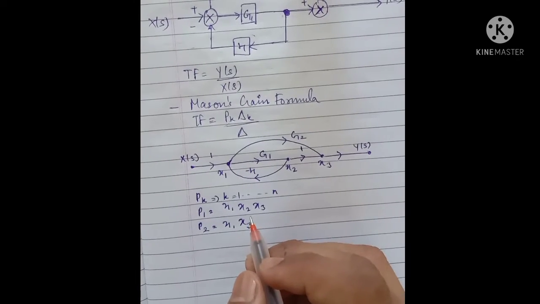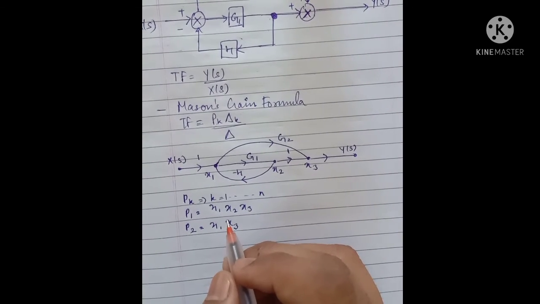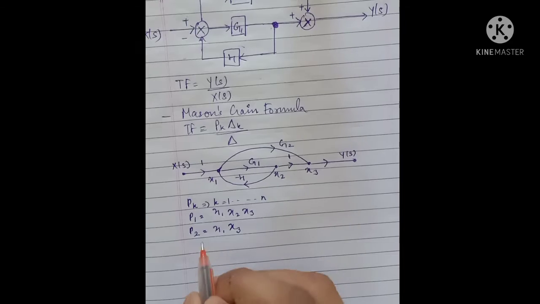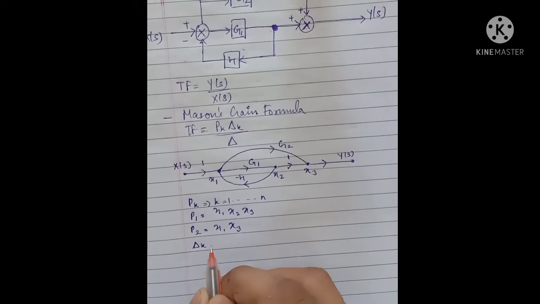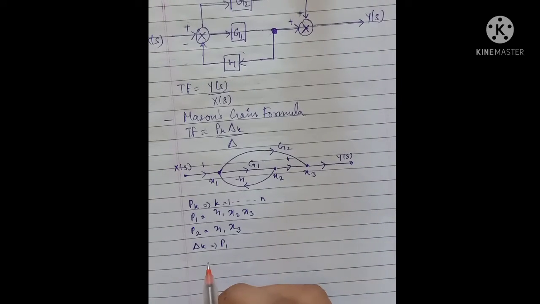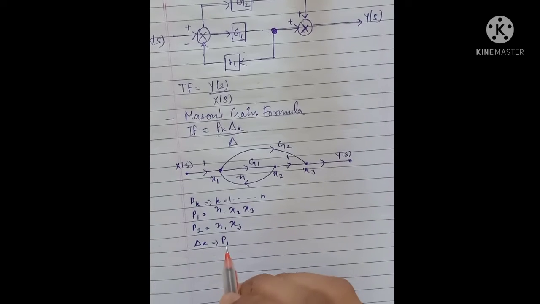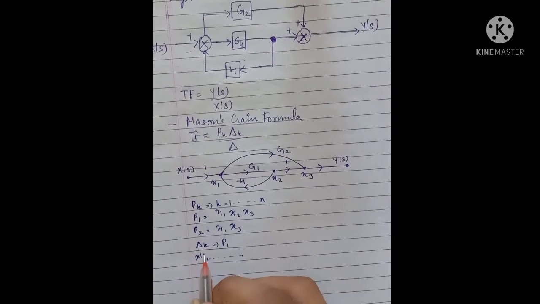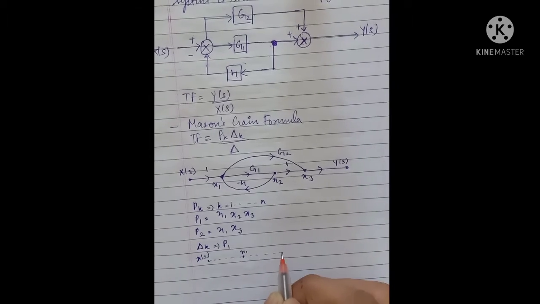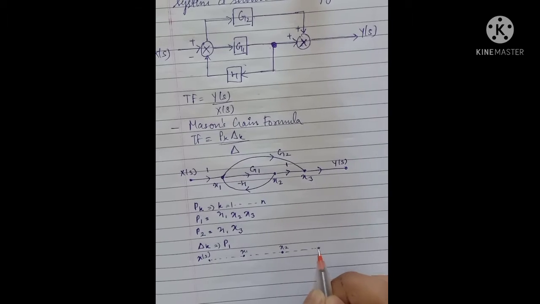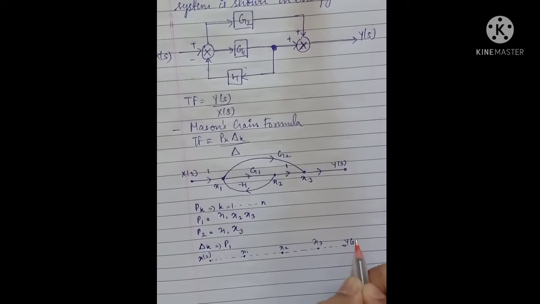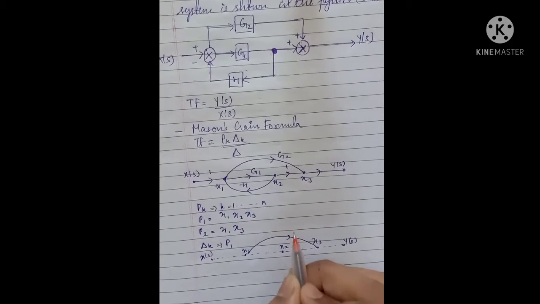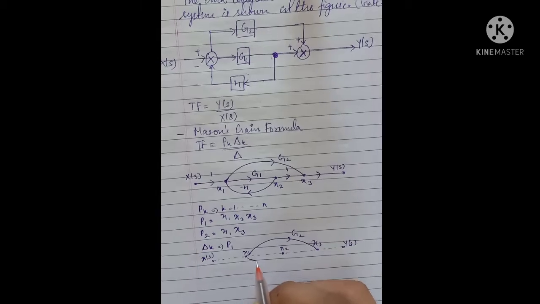Correspondingly, for these you can find del k. As I told you before, del k represents the path factor. So how to find del k? First we go with P1. P1 represents x1, x2, x3, so you have to remove this path. If you remove this path, this is your input x1, x2, x3, and this is your y of s. If you remove this path, see what is left: this is left and this is left.